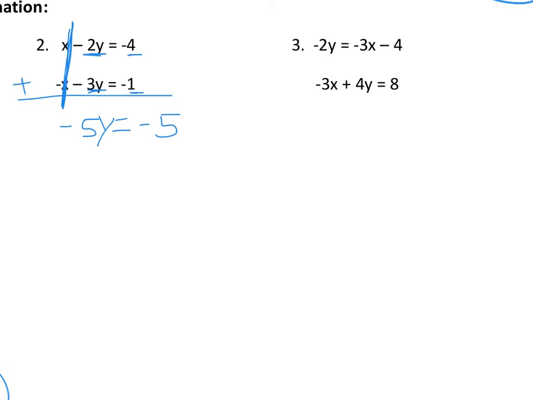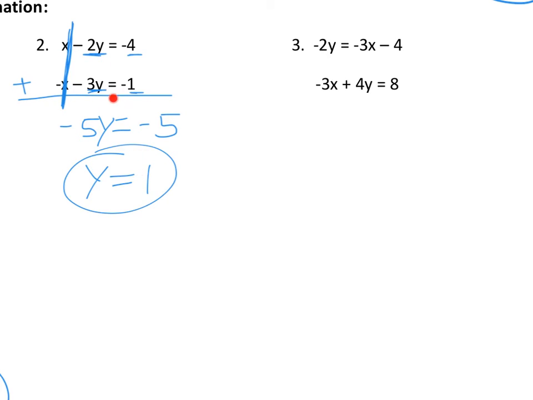So just like that, I have a one-step equation. Divide both sides by negative 5, and you're going to get y equals 1. And then again, to get the other variable, we go back to substitution. Now, since this is y, I could plug 1 in for this y or for that y. I'm going to do this one right here. You could do either one. It's still going to give us the same x value.